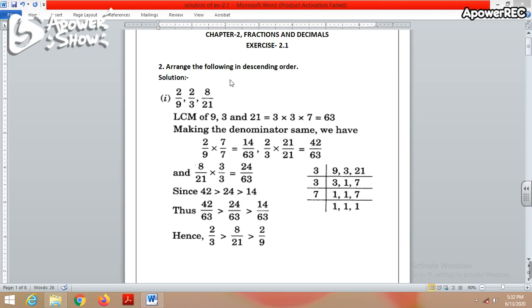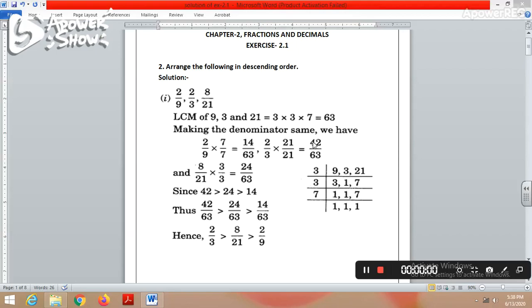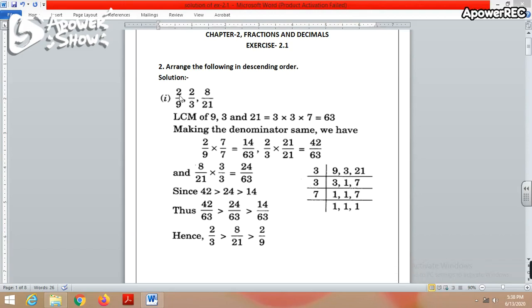Descending order means arranging the numbers from largest to smaller. So you have to find out which one is the largest one and which one is the smallest one. But the problem is, by just looking at these fractions, we cannot say which one is largest and which one is the smallest. So we have to find out a way of finding which one is largest and which one is smallest. So first of all, we have to find out the LCM of denominator of these three fractions.